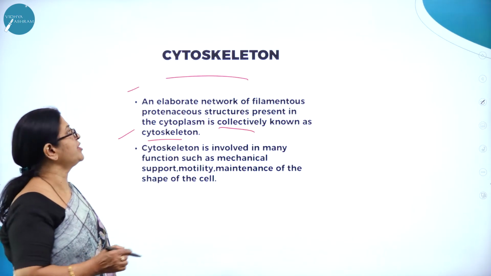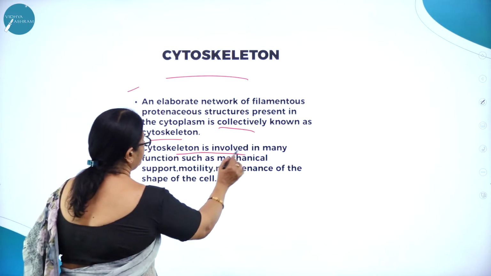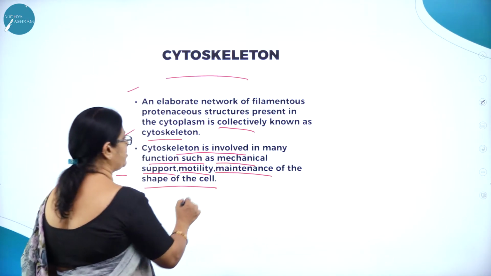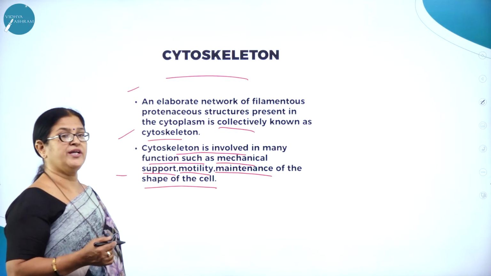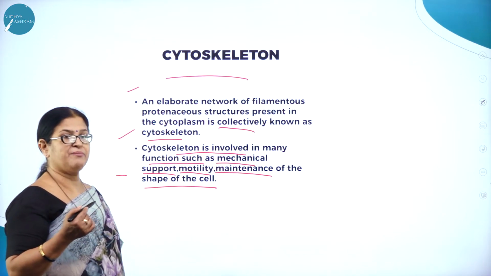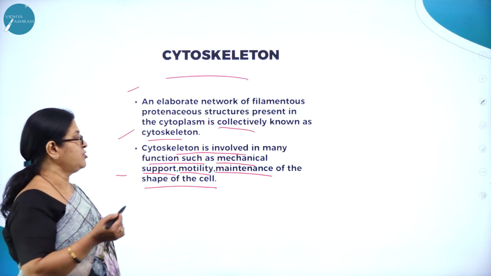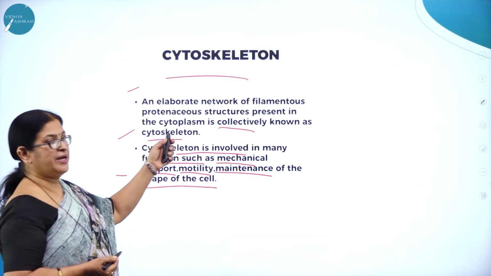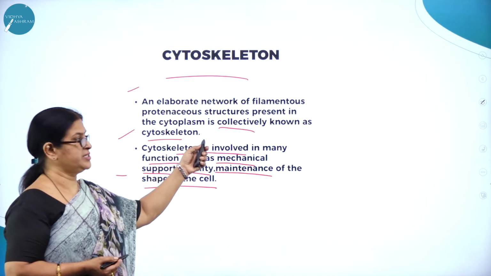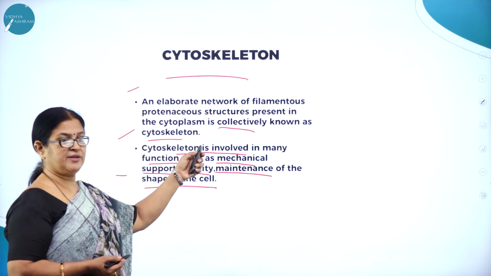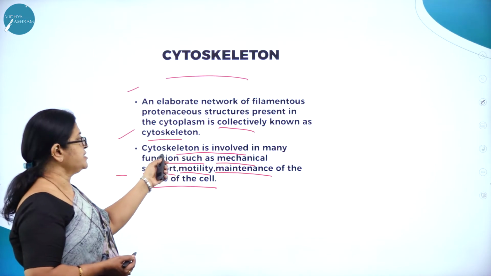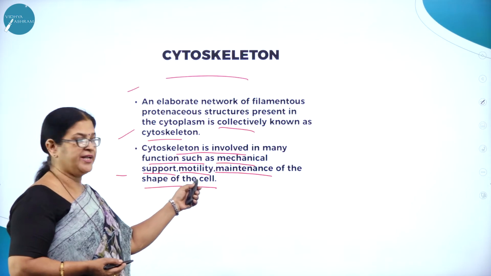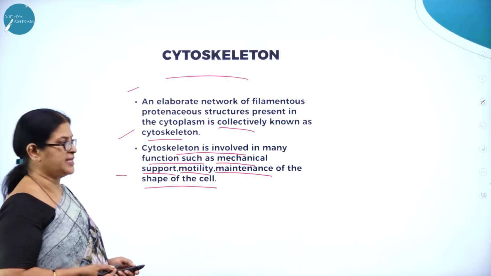So, what is the very important function of cytoskeleton? It is involved in many functions such as mechanical support, motility, maintenance of the shape of the cell. So, what is cytoskeleton? An elaborate network of filamentous proteinaceous structures present in the cytoplasm is collectively known as cytoskeleton. Cytoskeleton is involved in many functions such as mechanical support, motility, maintenance of the shape of the cell.